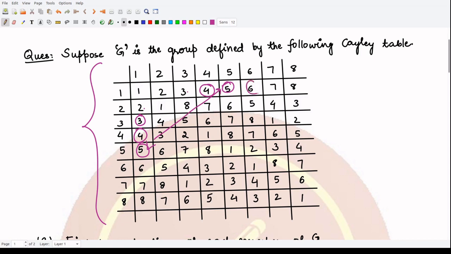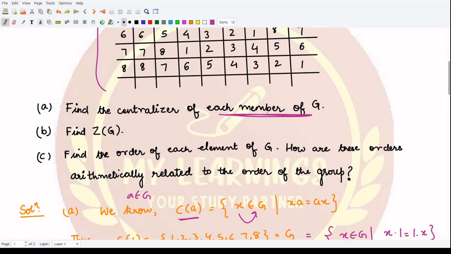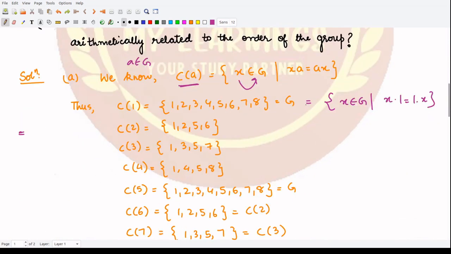1 star 6 is 6, 6 star 1 is also 6, so they are equal. 1 star 7 is 7, 7 star 1 is 7, and 1 star 8 is 8, 8 star 1 is also 8. Hence all the members come into the centralizer of 1. Why? Because all the members commute with it, since this is the identity element. So this consists of the whole of our group G.